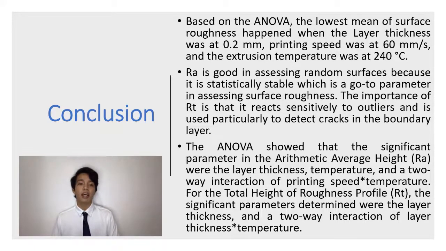The ANOVA showed that the significant parameters in the arithmetic average height were the layer thickness, temperature, and the two-way interaction of printing speed and temperature. For the total height of roughness profile, the significant parameters determined were the layer thickness and the two-way interaction of layer thickness and temperature. That's all for the presentation.